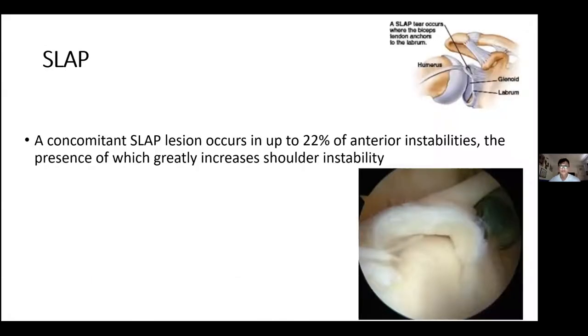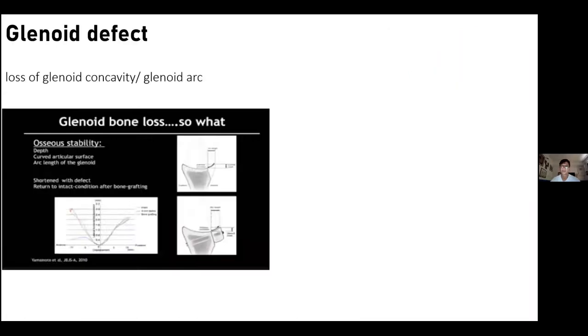The other soft tissue injuries that occur during shoulder dislocation may be a SLAP tear, superior labral anterior posterior tear. It is associated in up to 22% of anterior shoulder instability. SLAP itself doesn't cause instability, but it adds to the shoulder instability and causes persistent shoulder pain.